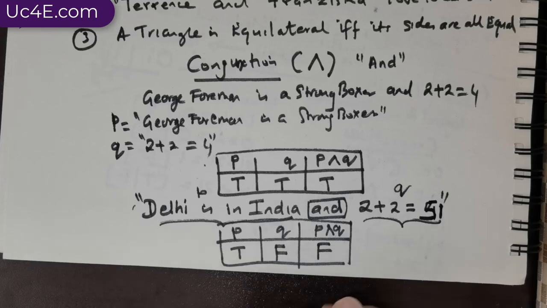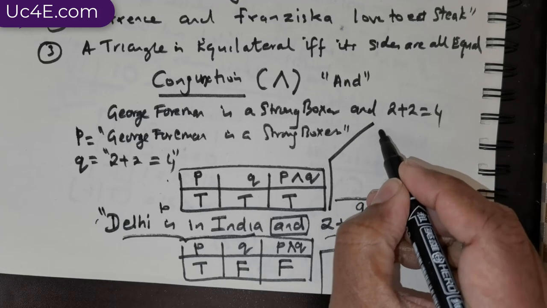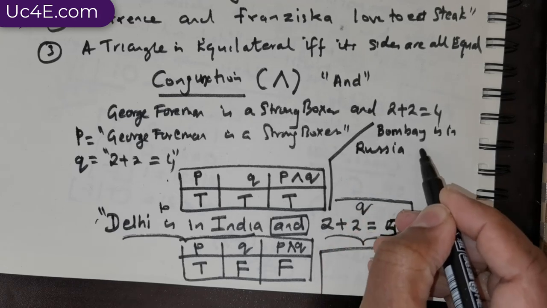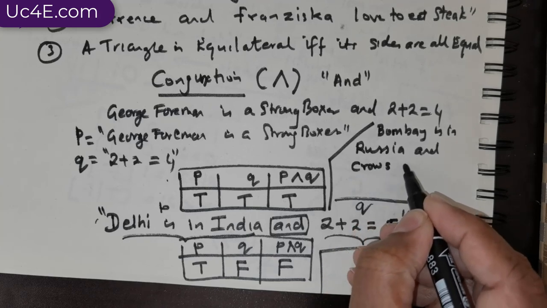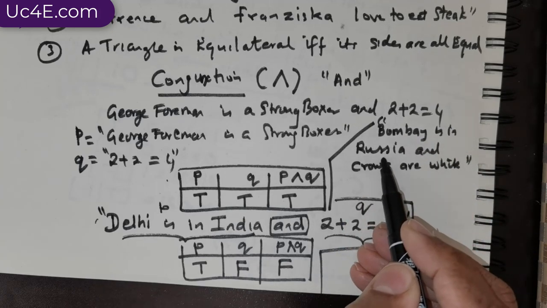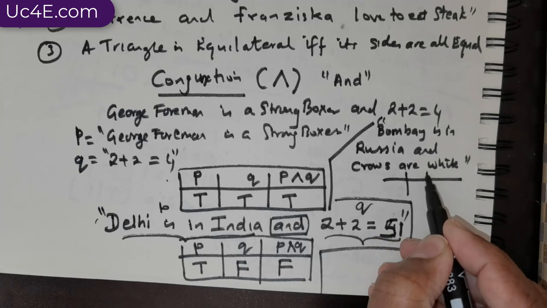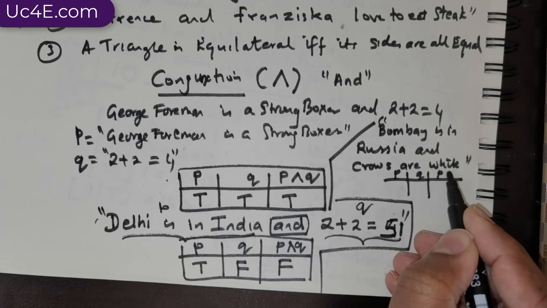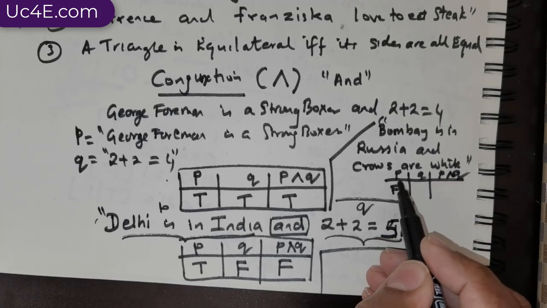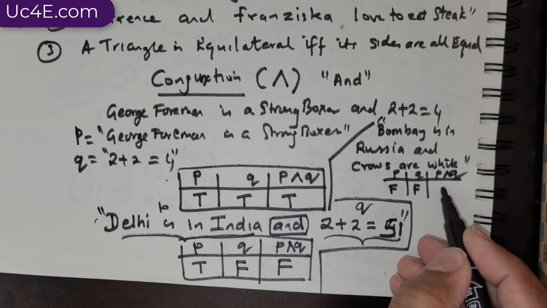So, I've given this and this. Let me take one more illustration. I don't want to flip the page. I will give the illustration over here. So Bombay, you can give any city you want. Bombay is in Russia and crows are white. Crows, this is a type of bird. Have you seen a crow which is white? No. So let me write P and Q, and over here P and Q. Bombay is in Russia. No, Bombay is not in Russia. That's false. And crows are white. No, you can never see a crow which is white in color. That's false. So false and false will give you a false.